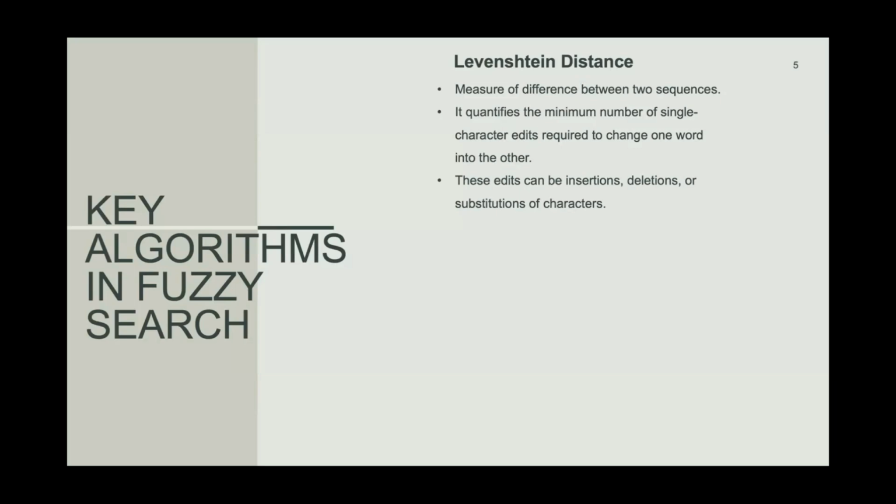And this is particularly useful for identifying minor typographical errors. For instance, kitten and sitting. To transform kitten into sitting, we need to perform 3 edits, like replacing K with S, E with I, and then adding a G. So the difference between those words is the Levenshtein distance. The calculation is performed using a dynamic programming approach, creating a matrix to store the distance between all the strings. So that is a brief overview of the Levenshtein.